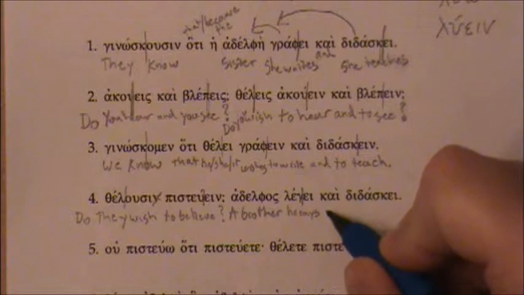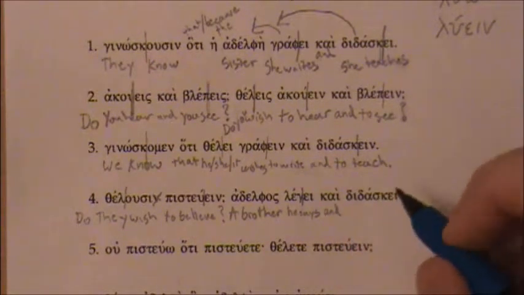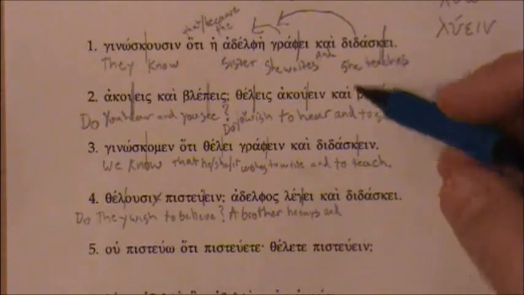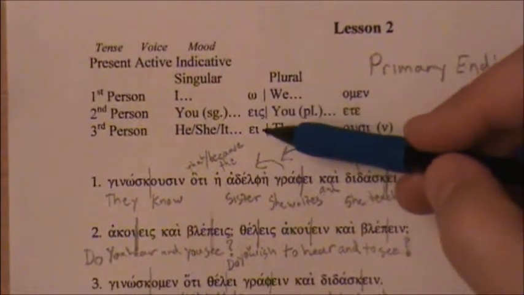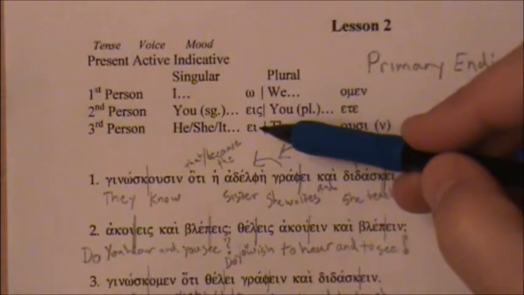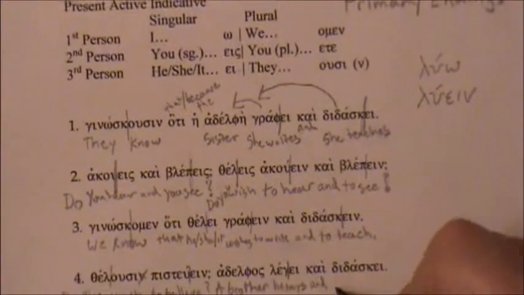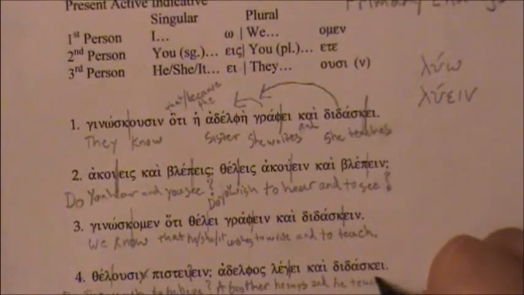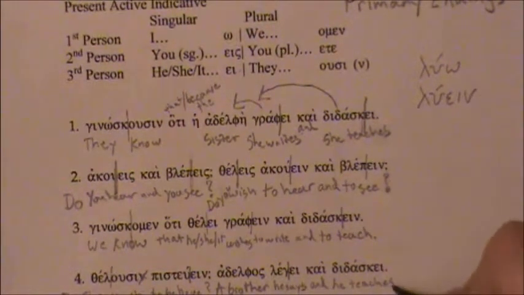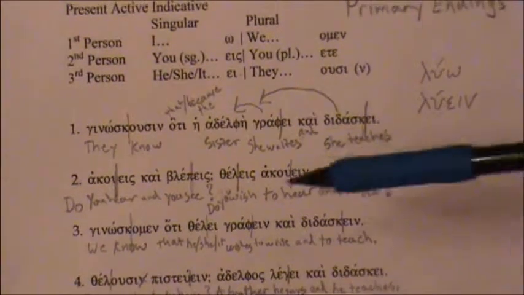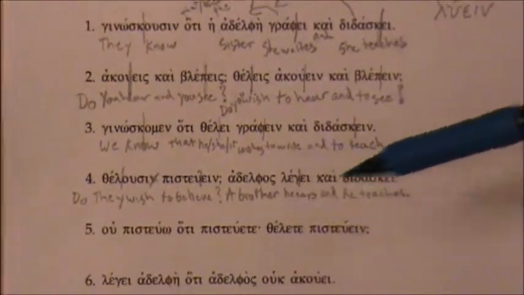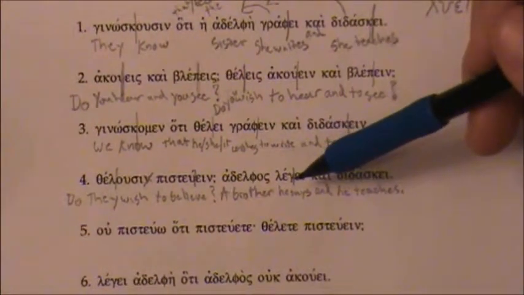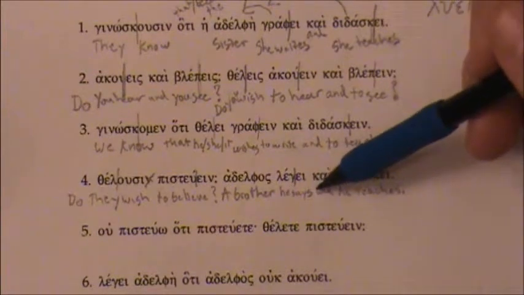And, so kai, and didaskei. From here, third person singular. So, and he teaches. Alright. So, do they wish to believe? A brother, he says, or he speaks, and he teaches.